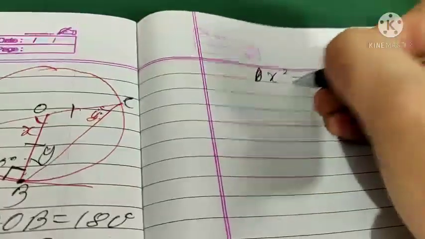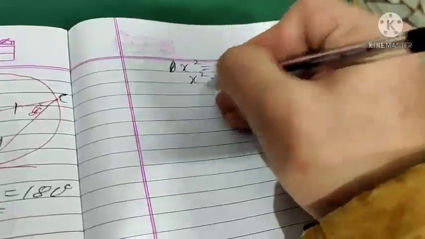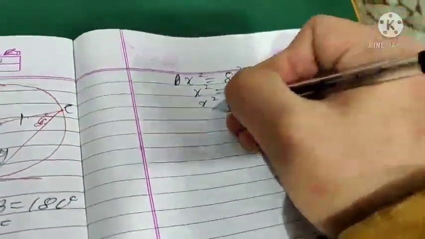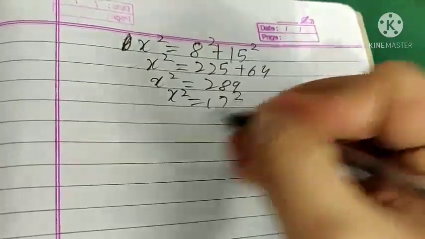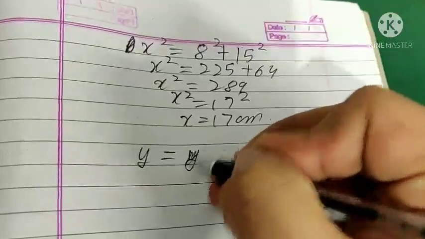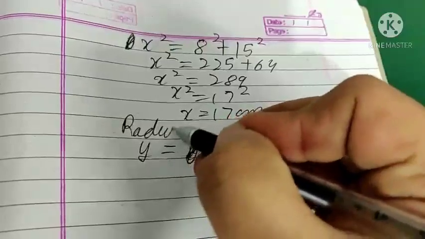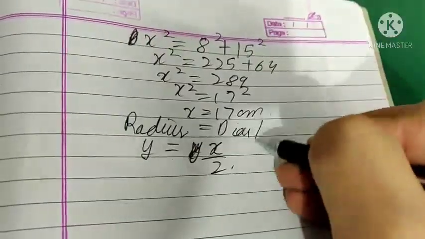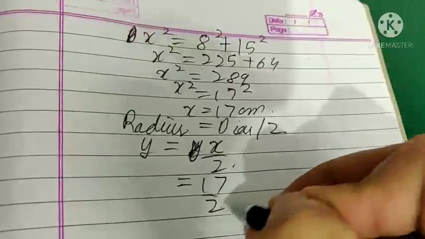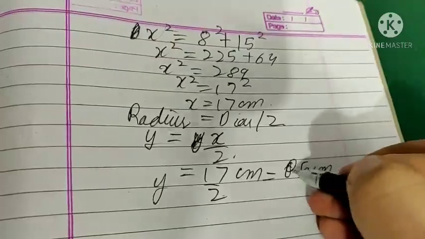that is clear? BC is 8 square and AC is 15 square. Okay. That is 225 plus 64 is equal to x square, which is 289. So x is 17 centimeters, and y is equal to x upon 2. Y is the radius, which is equal to diameter upon 2, so it is 17 upon 2 centimeters, that is 8.5 centimeters. Okay.